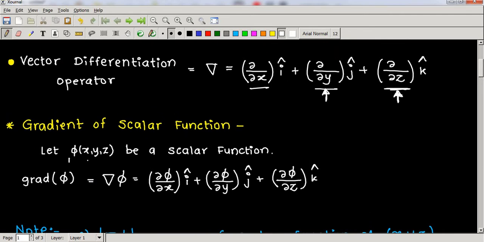Suppose we consider phi of x, y, z to be a scalar function. Then the gradient of the scalar function phi is denoted by del phi, and we calculate the partial derivative of phi with respect to x along the x-axis, i bar, plus the partial derivative of phi with respect to y, j bar, plus the partial derivative of phi with respect to z, k bar. This represents the gradient of a scalar field.